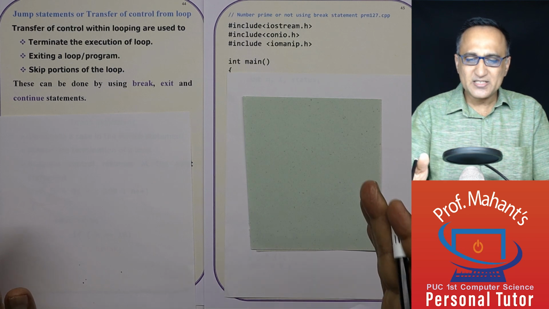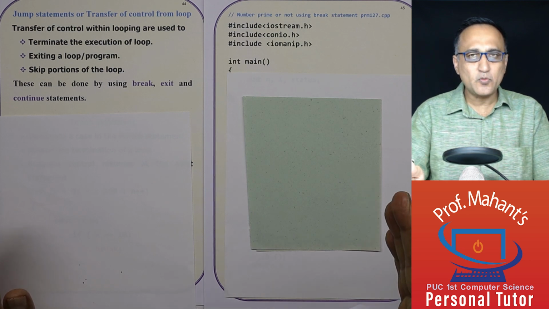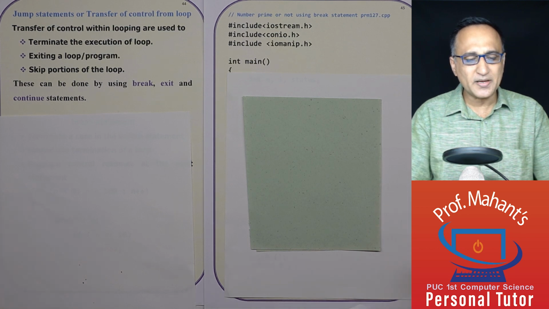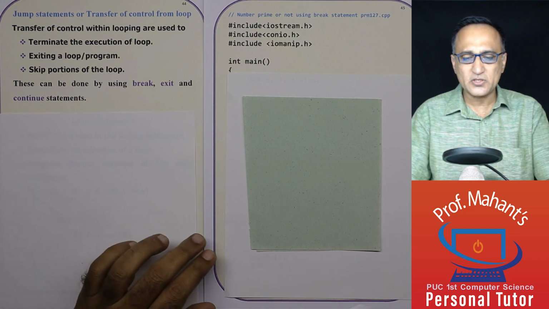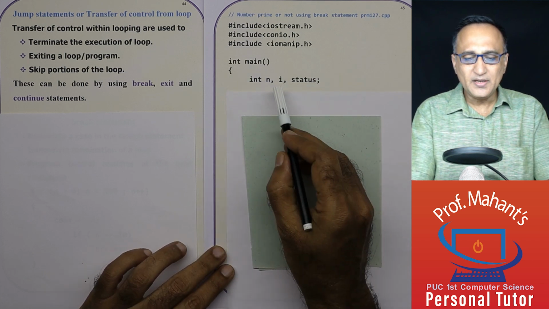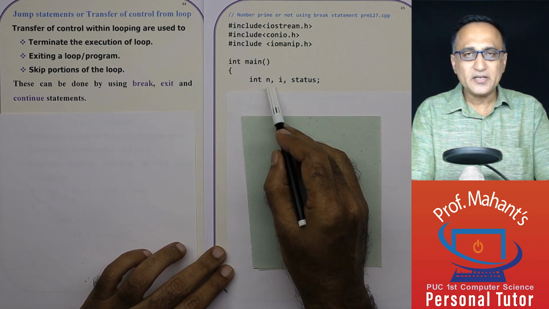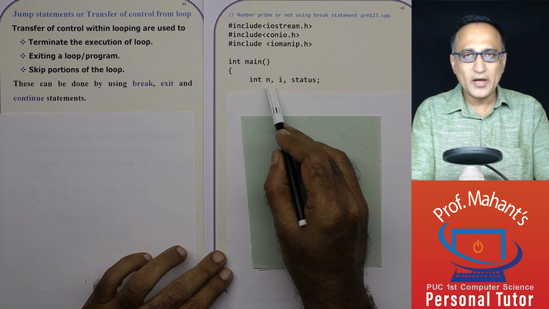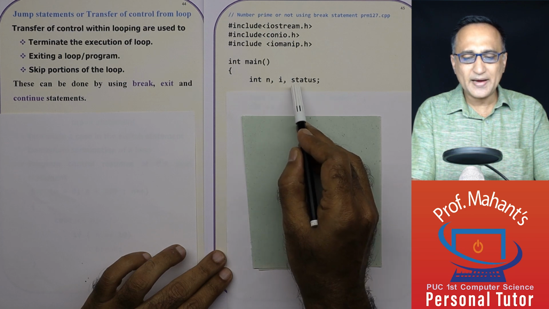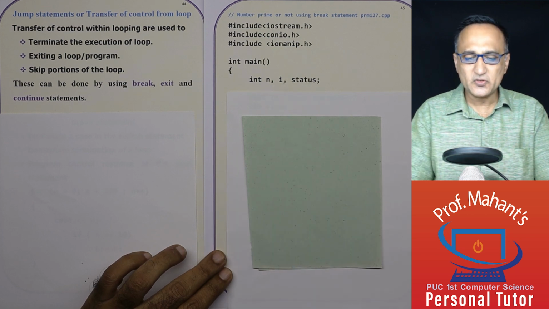This program is definitely not the best way to find out a prime number, but it is used to explain how the break statement works. That's why I'm using it here. So n is going to store the value whose primality we are going to determine. The reason for i and status shall be clear very soon.